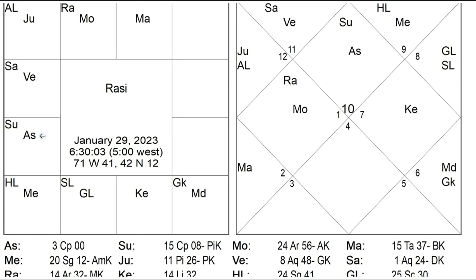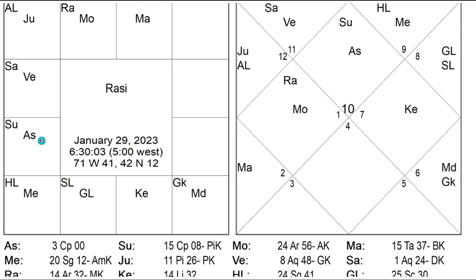Okay, so in most cases this is abbreviated as ASC, but in certain softwares you can find it abbreviated as AS, and AS stands for ascendant, also known as the lagna in Vedic astrology. The ascendant marks the beginning of every horoscope.